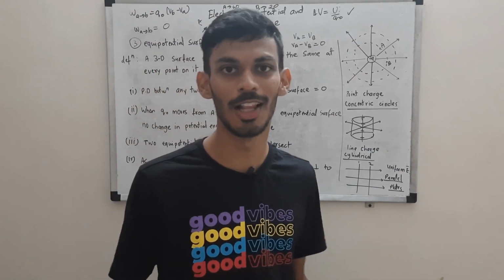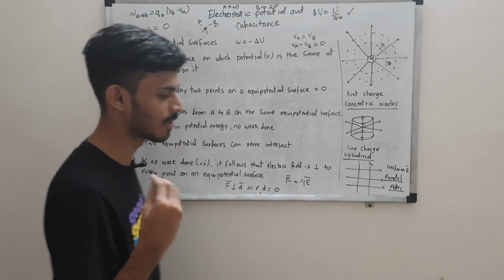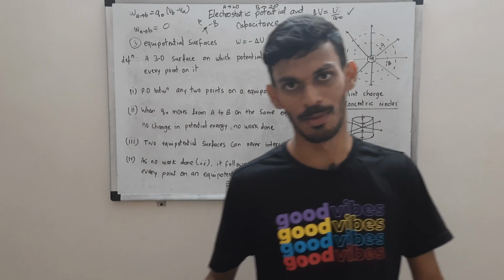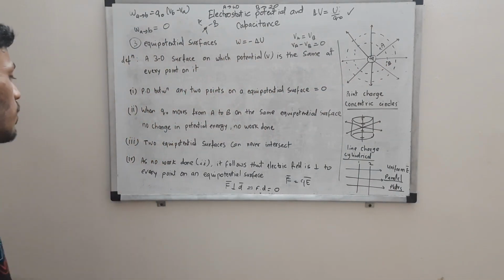So we cannot allow such ambiguities. It is necessary that no two equipotential surfaces can intersect each other. They never intersect each other. So let's come to the final point.